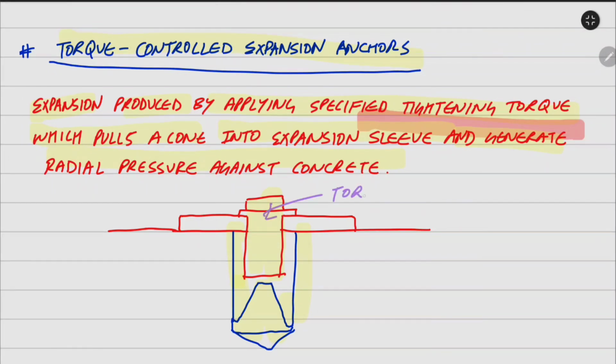Here we will apply torque such that the outer body, that is the sleeve, will generate flaps, and these flaps will open up. So they are generating radial pressure against the concrete. So this is known as the torque controlled expansion anchors.